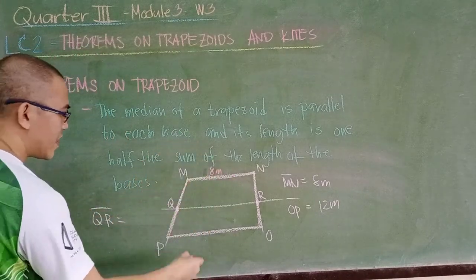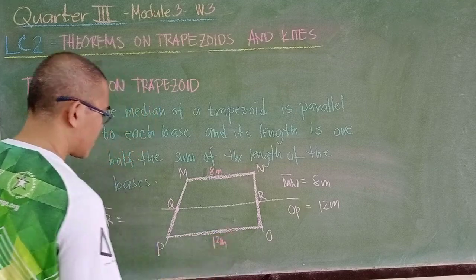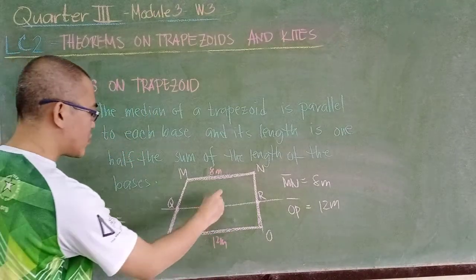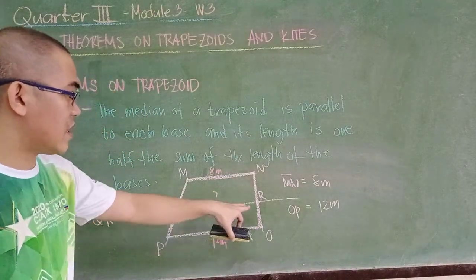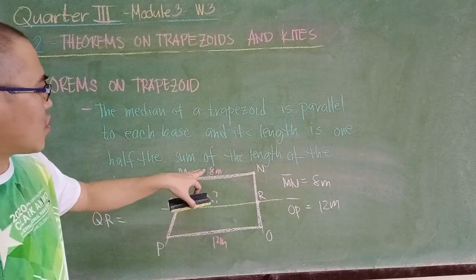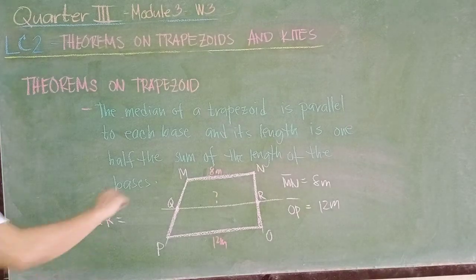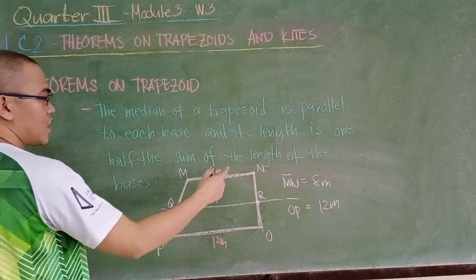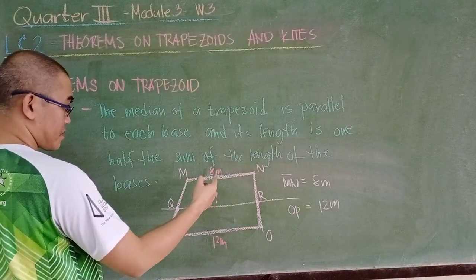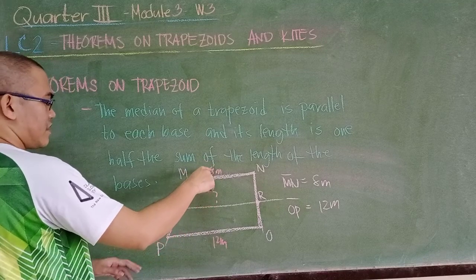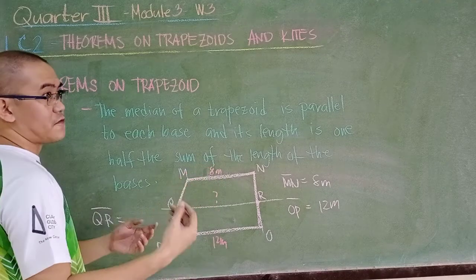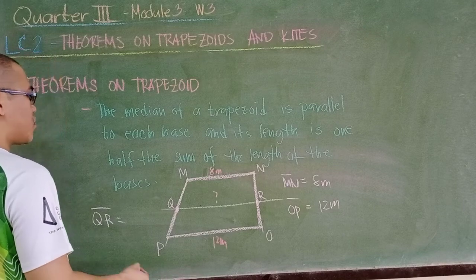Yung base natin sa ilalim is 12 meters. Para makuha natin yung distance dito sa gitna, what we will do is i-add natin yung MN at saka yung OP. Yung distance o yung length ng MN at saka yung length ng OP. So, length ng MN is 8, and then i-add natin sa 12.